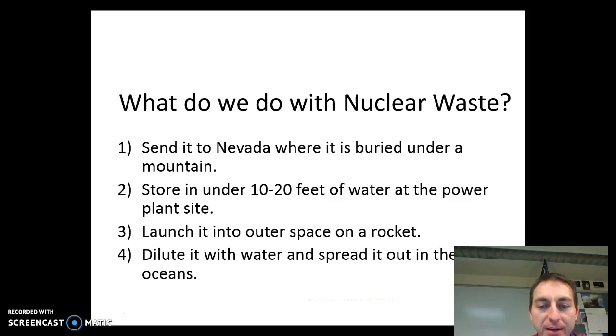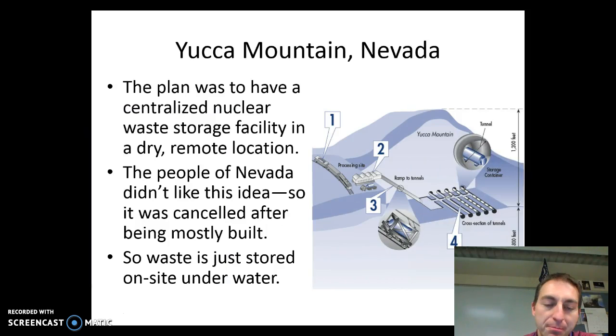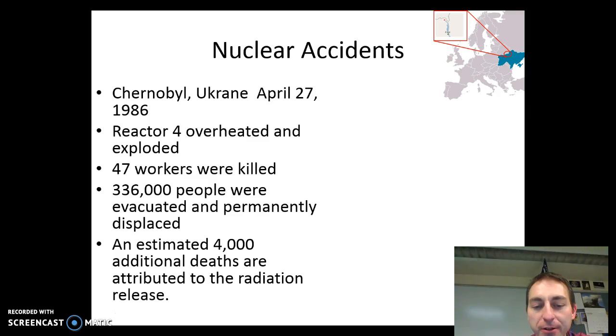So there was an idea of what to do, and that was to send it to Yucca Mountain in Nevada. The situation with that was it was partially built and perhaps even almost fully built when eventually it went to a vote, and it was very unpopular and people did not want it. And so as a result, the facility is built but not being used. So the main solution right now is nuclear power plants store their own waste underwater.